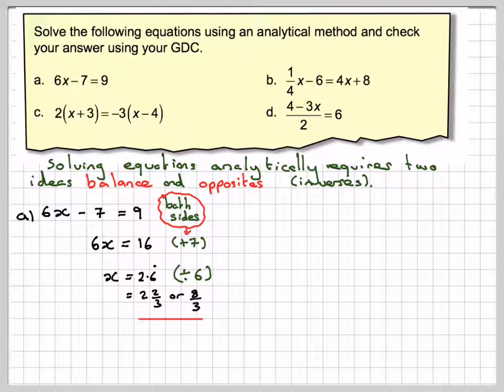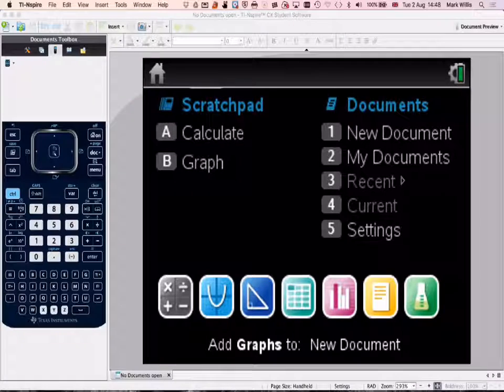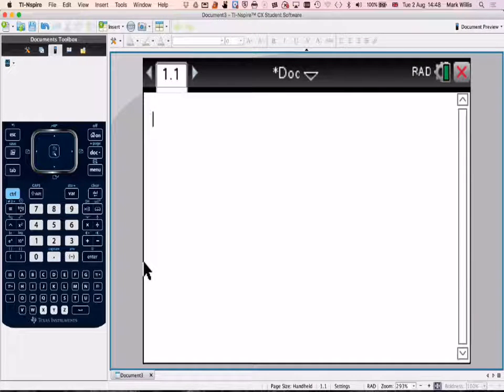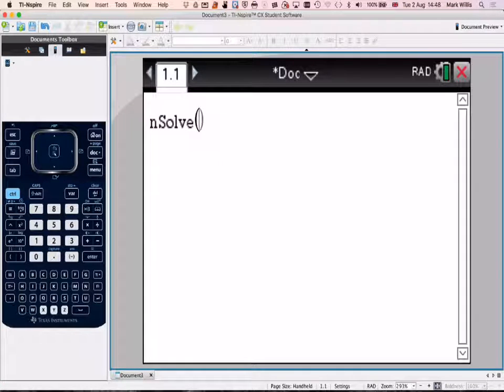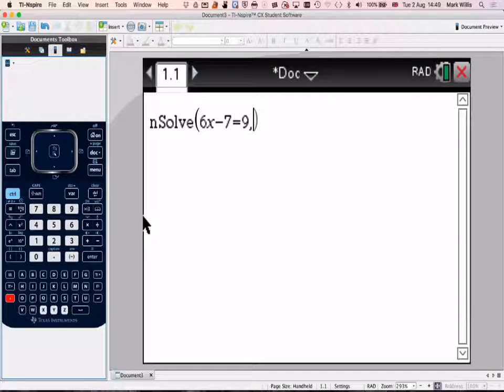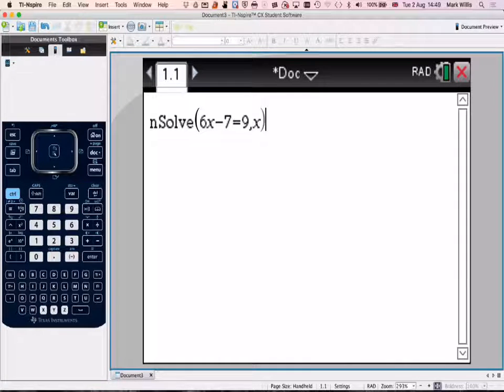Now you can get your calculator to check it by just going to a calculation mode, this one here. Menu. Number 3, algebra, numerical solve, and then enter the equation. So enter in 6x minus 7 is equal to 9. You then have to put in a comma, which is this one down here, and then you need to tell it to solve it for x. Okay, you need to put this last part in, otherwise it won't know what to solve it for.